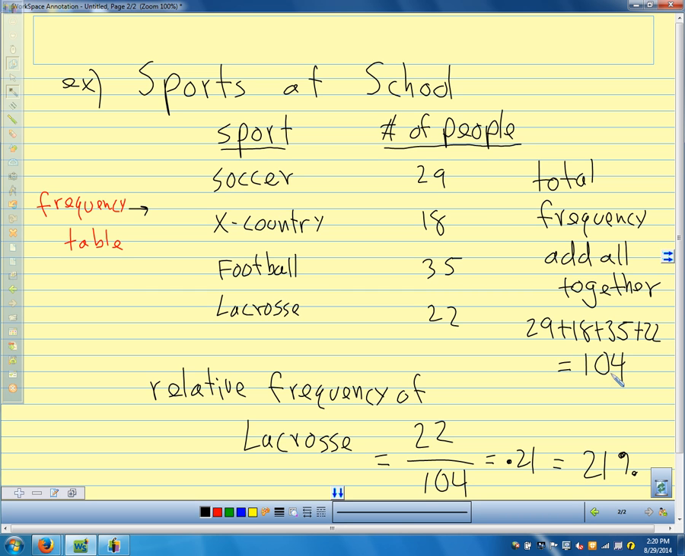Now, are we talking about experimental or theoretical probability here? Experimental. Why do you say that, Tom?